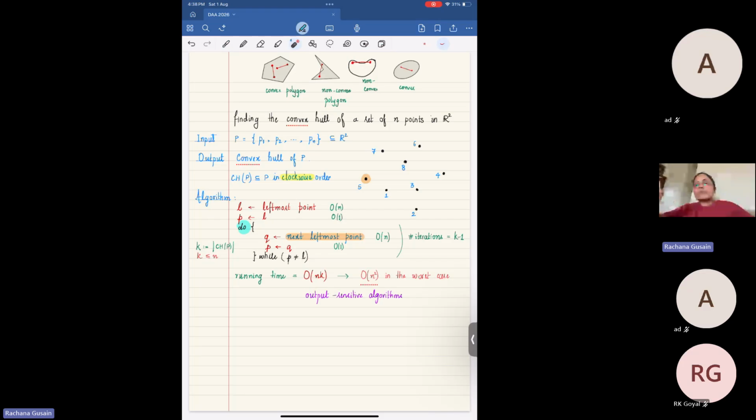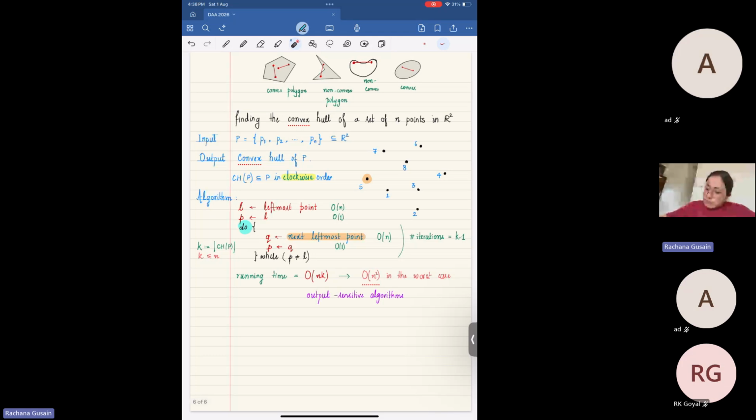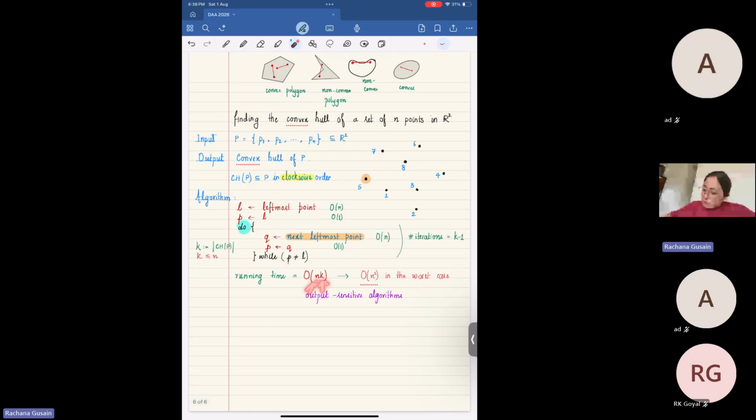We will not see many such algorithms in this course, but this is one example where the running time is not just a function of the input parameter, but also a function of the output parameter. Such algorithms, where the running time depends on both the input and the output size, are known as output sensitive algorithms. This is an example of an output sensitive algorithm.